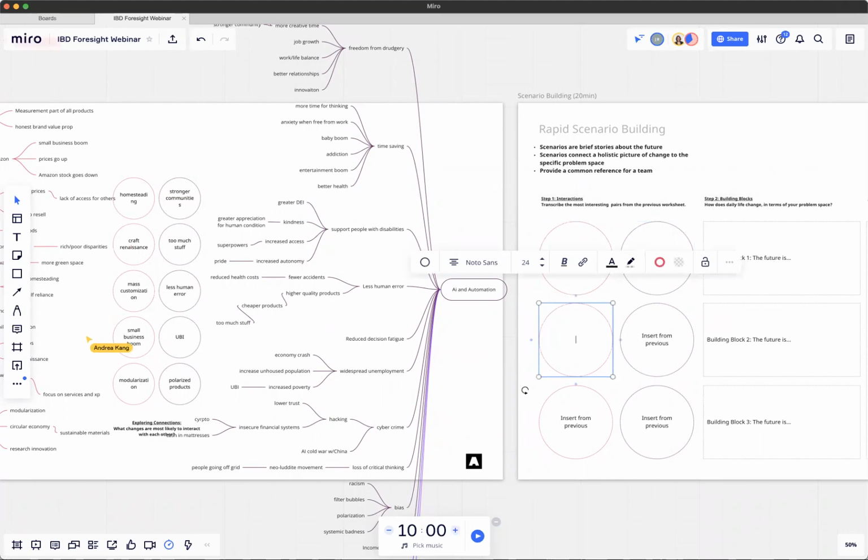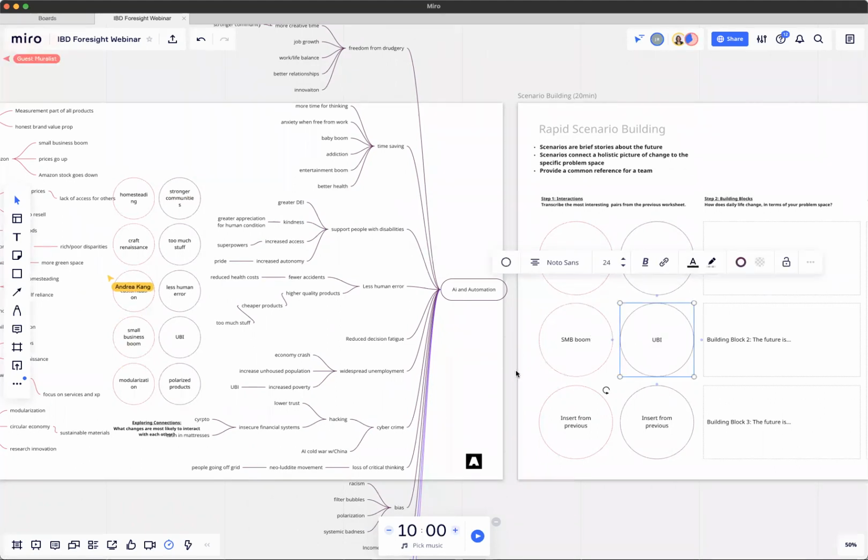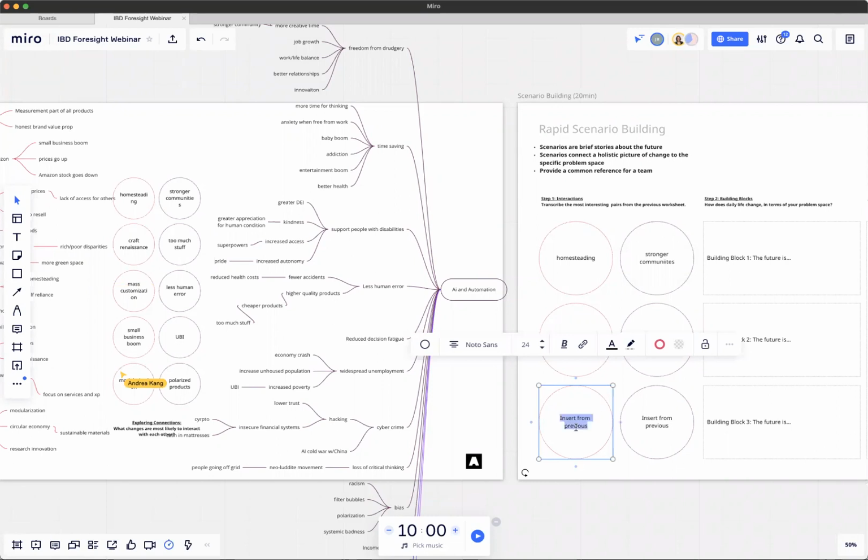Maybe the last one can be craft renaissance and too much stuff. I think those are too similar to what we have so far. Modularization and polarized products. Okay. For 300. Thank you.